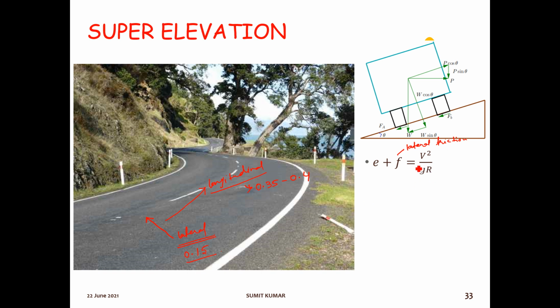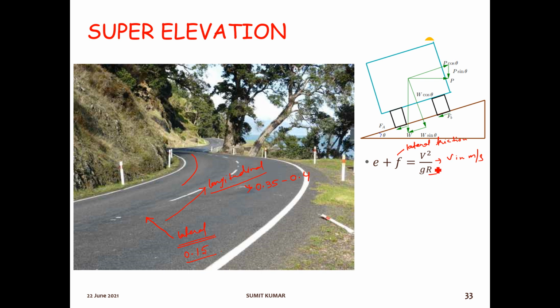Now, E plus F is equal to V square by G into R, where E is the rate of super elevation, F is the coefficient of lateral friction, V is the velocity in meter per second, and R is the radius of the curve. You can see this curve; its radius is R.